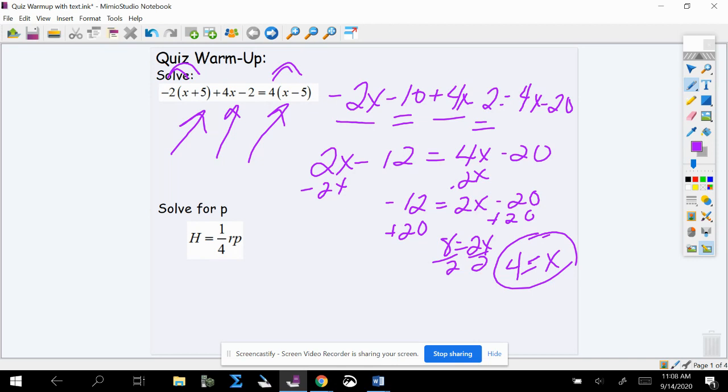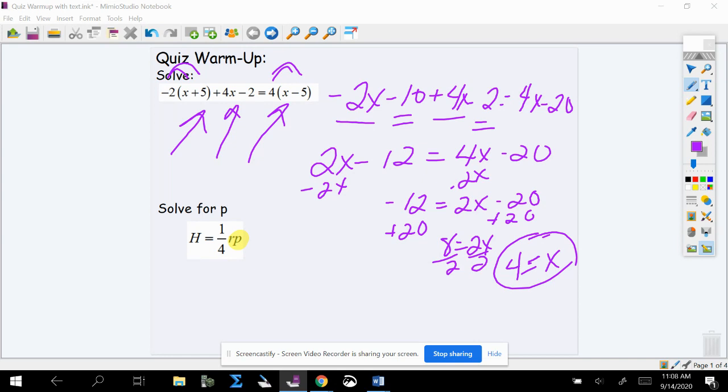So the other thing we did in 1.4, we did word problems and we did what's called literal equations. This is a literal equation. It's essentially like a formula, where your values represent different quantities, and we want to rewrite it. So currently it's solved for h. Our job is to get it solved for p. So I need to get p by itself. Whenever it says solve for a particular letter, that is the letter that needs to be alone.